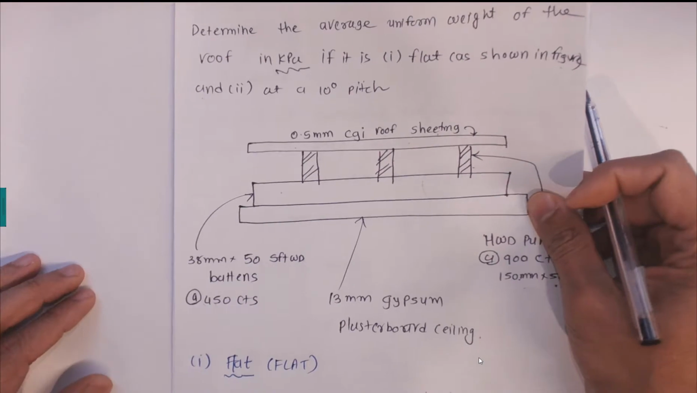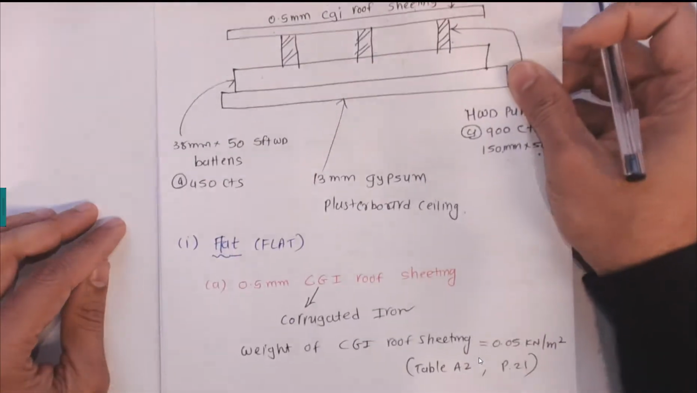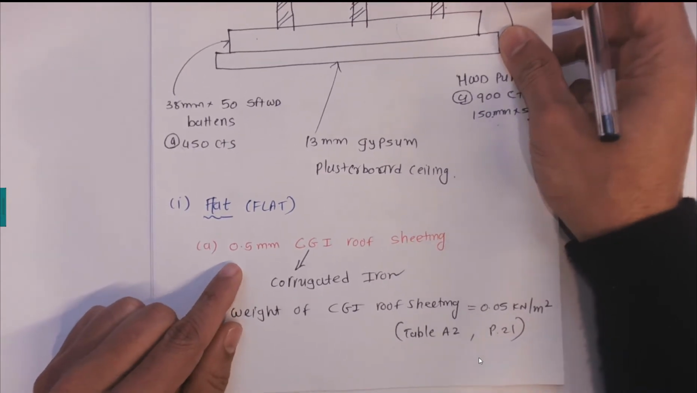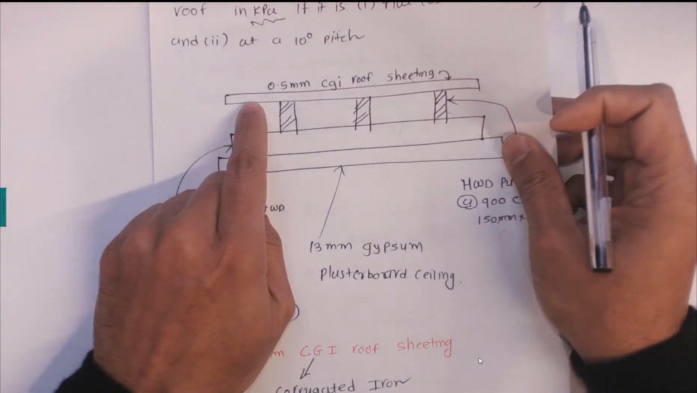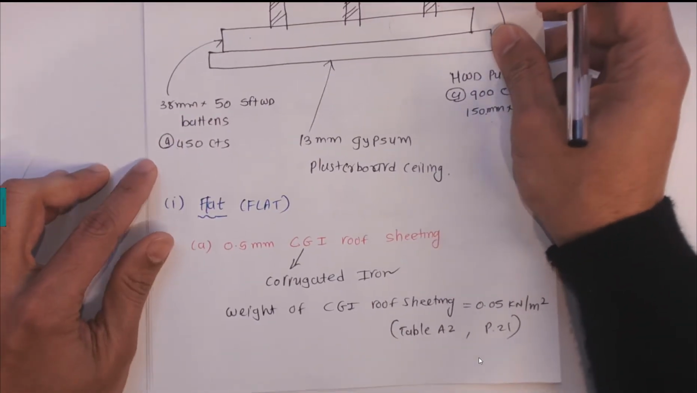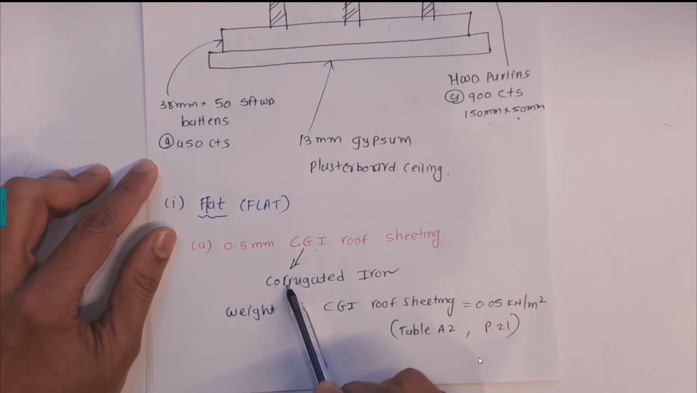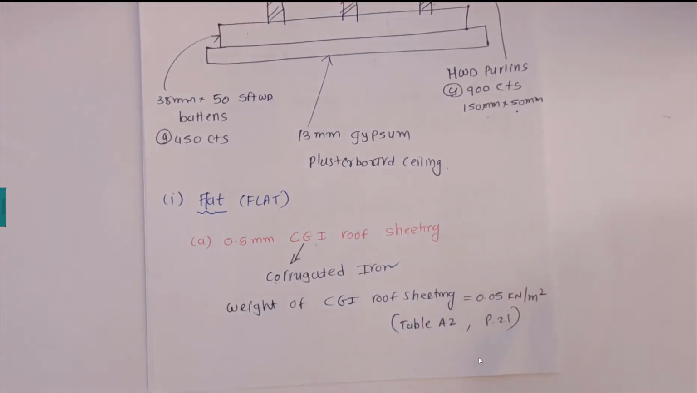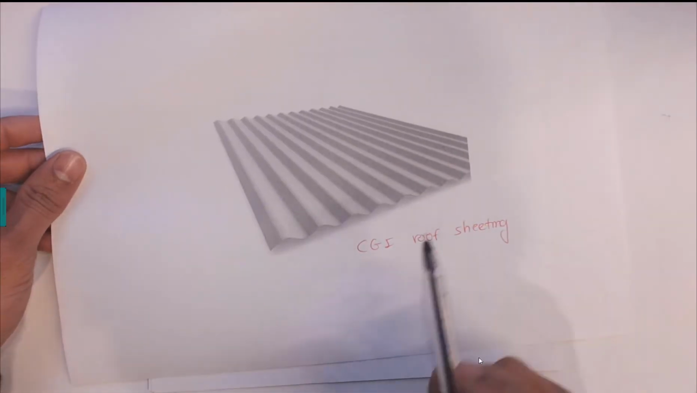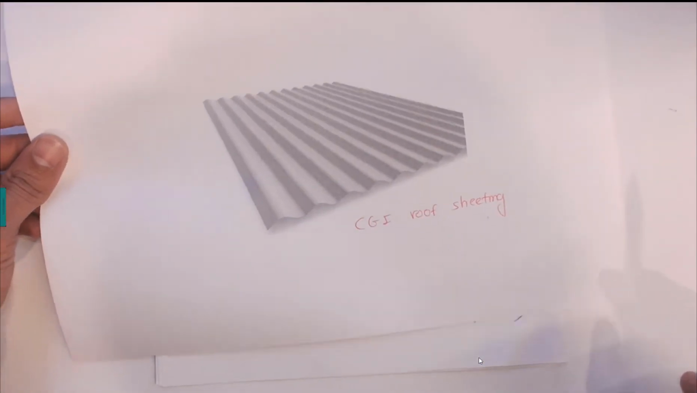Let's start with the flat condition, and our first layer is 0.5 millimeter CGI roof sheeting. Now I can show you the full form of CGI. CGI is corrugated galvanized iron and is used for roofs. If I show a picture of this corrugated roof sheeting, that is typically what CGI roof sheeting looks like.